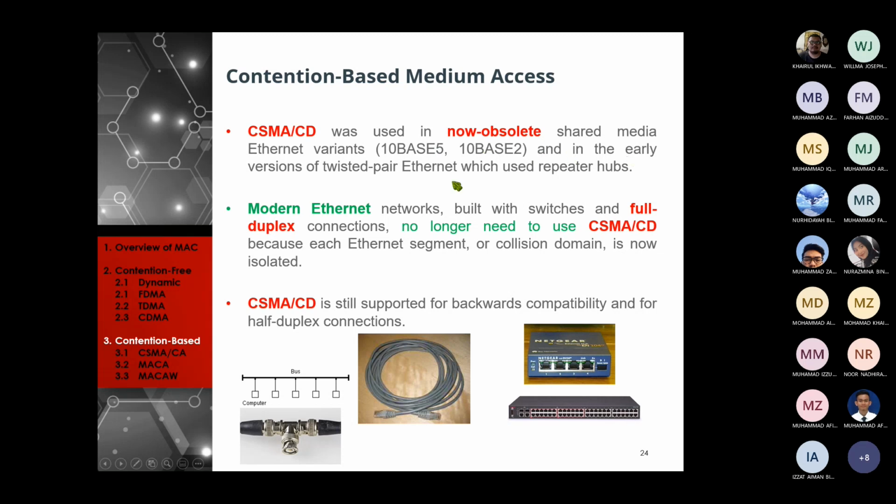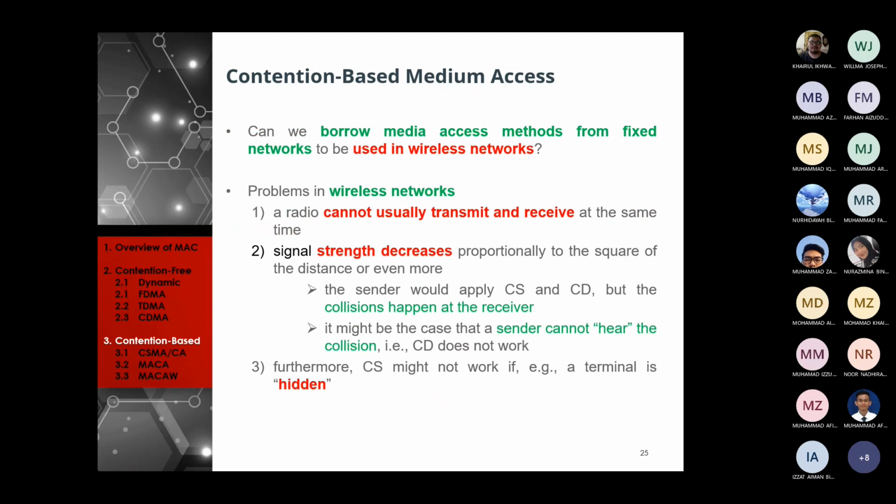Dulu internet ada 10BASE5, 10BASE2, and in the early version of twisted pair Ethernet which used repeater hub. A modern Ethernet network built with switches and full duplex connection no longer needs to use CSMA/CD because each Ethernet segment or collision domain is now isolated. Tak perlu risau sebab kita dah pakai switch. CSMA/CD is still supported for backward compatibility and for half duplex connection. Sekarang kita tak pakai lah, switch yang buat kerja, dia nak hantar siapa dulu.